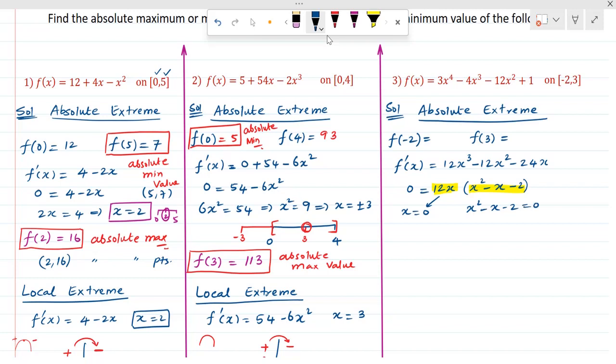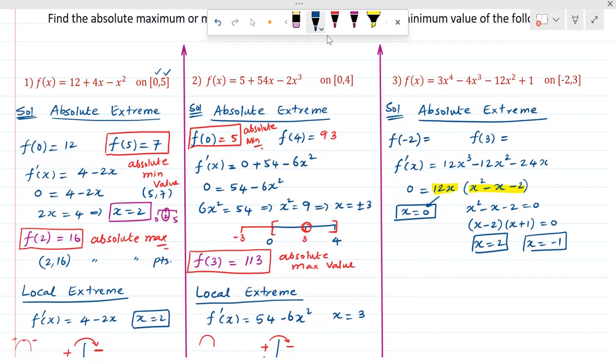You have to factorize. What is the factoring here? So x minus 2, x plus 1 equals 0. So therefore, what is the value here? We will get the critical values x equals 2 and x equals minus 1. So we will get the 3 critical values.